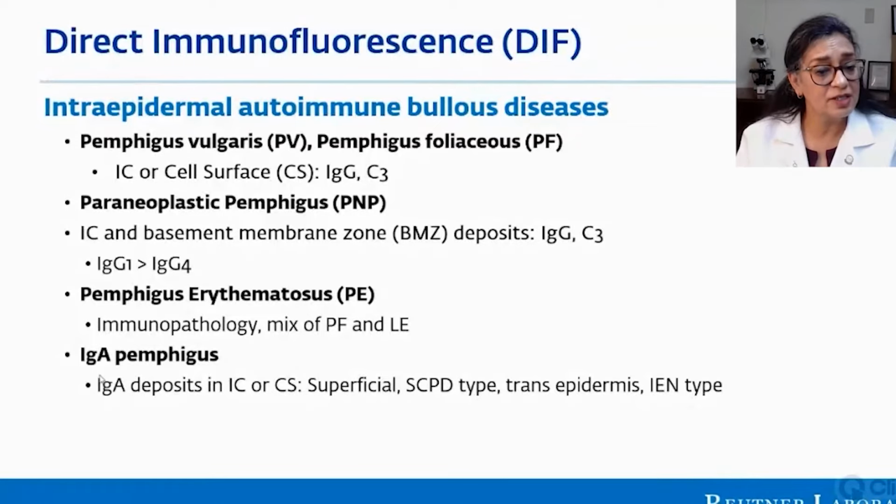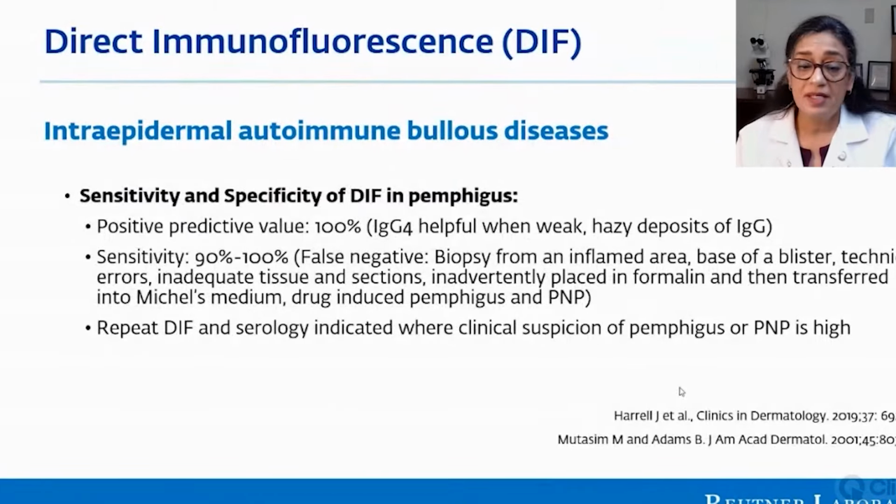If instead of IgG, you see IgA deposits in the epidermis, that suggests a diagnosis of IgA pemphigus. And as Dr. Sinha explained, it can be of two types: a superficial type called subcorneal pustular dermatosis, or an intraepidermal neutrophilic type, where deposits will be seen throughout the epidermis. The sensitivity of DIF for pemphigus ranges between 90% to 100%, and the positive predictive value is 100%.